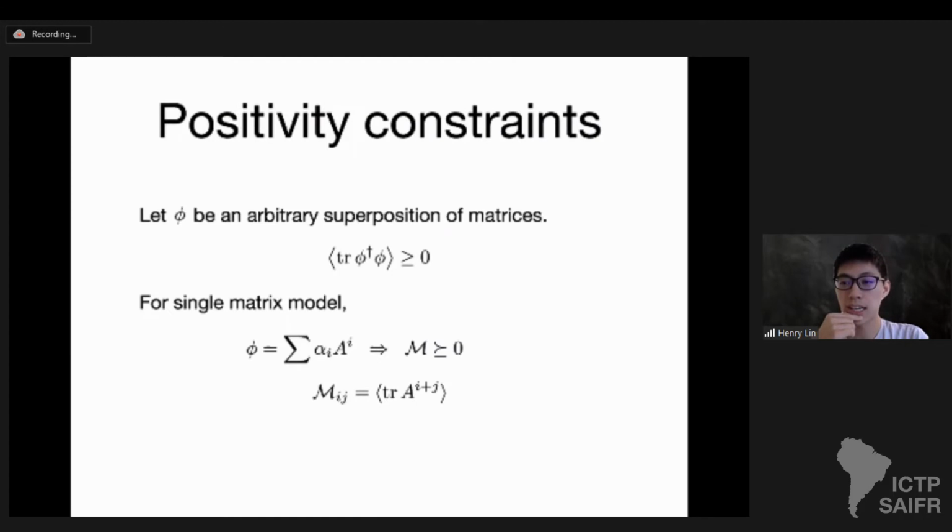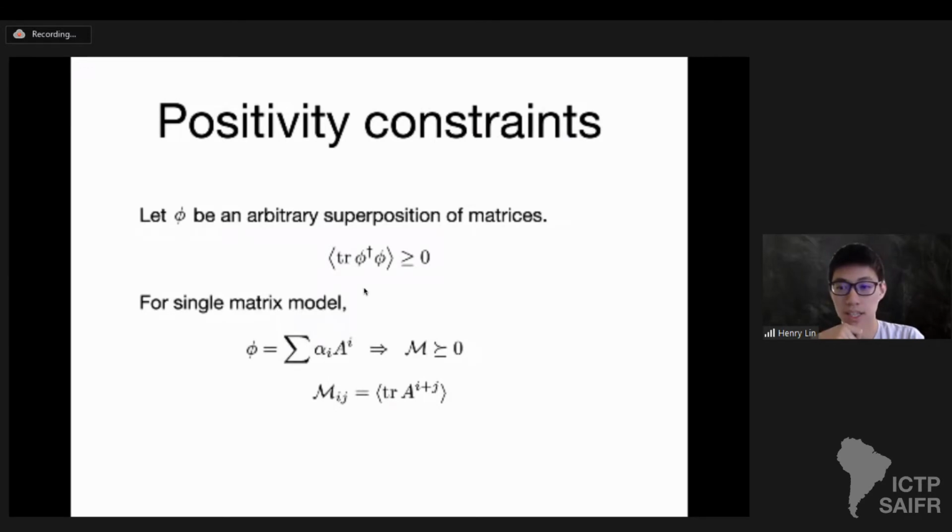Now, that was the first ingredient. The second ingredient is positivity constraints. And these are extremely simple in this context. So let phi be some arbitrary superposition of matrices. In a single matrix model, it would just be superpositions of powers of matrices, but more generally, it could involve all possible words, right? Like in a two matrix integral, phi could be a superposition of A, B, A, B, A, B, A, and some other powers of A and B. And then the requirement is just that trace of phi dagger phi is always positive on expectation, right? Well, it's true without taking the expectation, so when you take the expectation, it has to also be true.